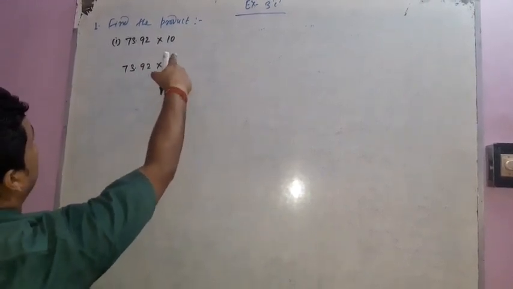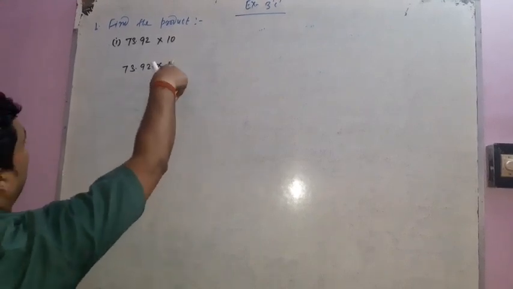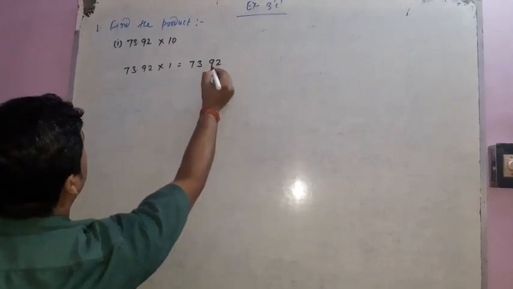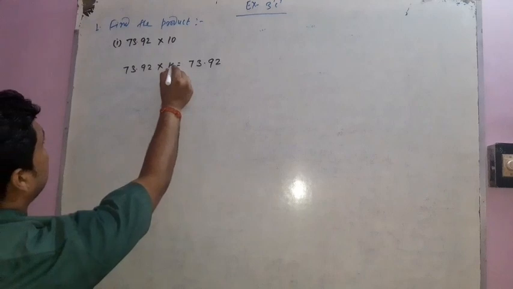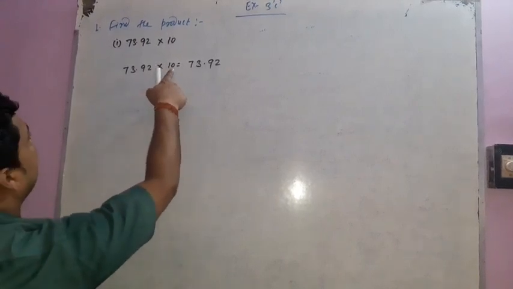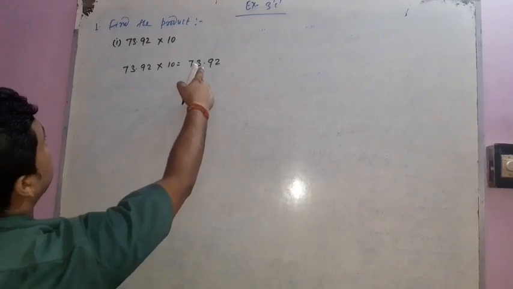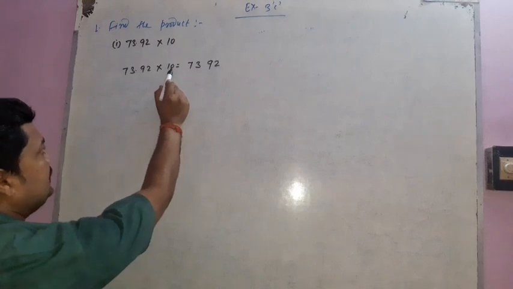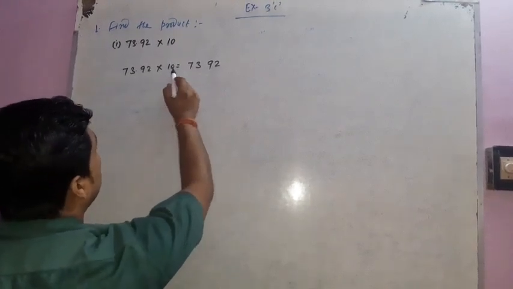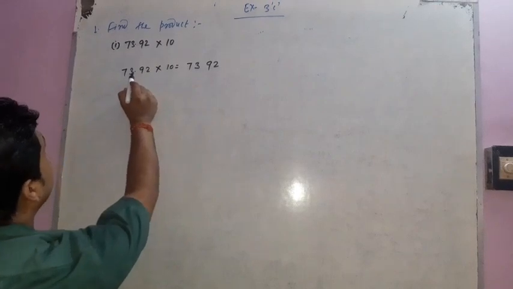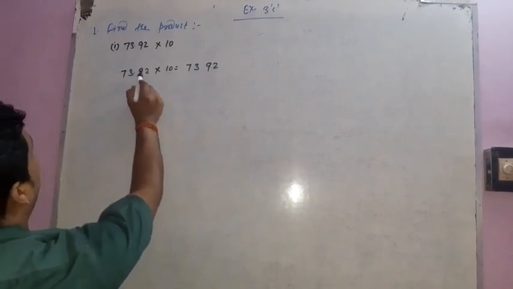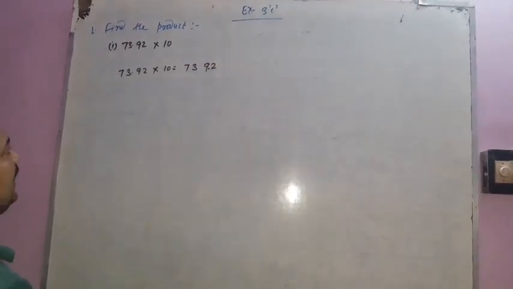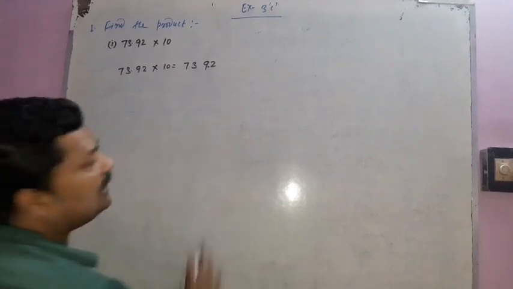For that, you first multiply 7392 with 1. A number when multiplied with 1, the result will be the same. Now, here a 0 is also present. So when a 0 is present, you have to put the decimal towards the right after one digit. Why one digit? Because here only one 0 is present. Here the decimal is after 3. So if we put it towards the right after one digit, then it comes after 9. So the product of 73.92 into 10 is equal to 739.2.